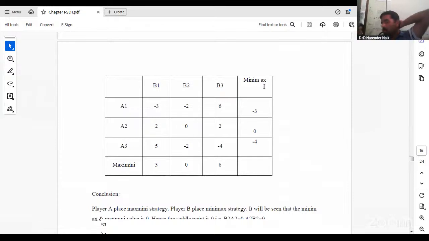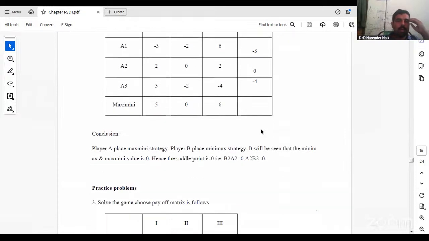That is here minimax and maximin. So minus 3, minus 2, 6, 2, 0, 2, 5, minus 2, minus 4. Minus 3 is the minimum value in the first row, 0 is the minimum value in the second row, and here minus 4 is the minimum value. So the maximum values are 5, 0, then 6.